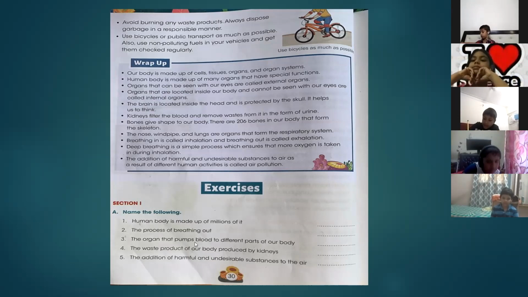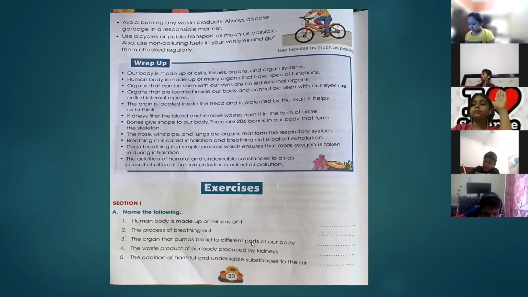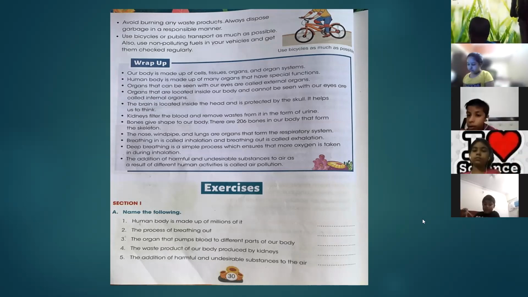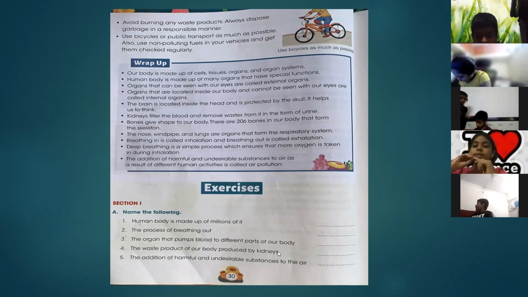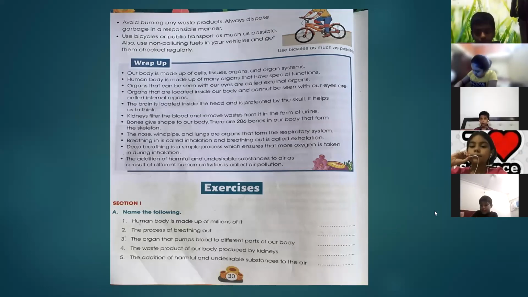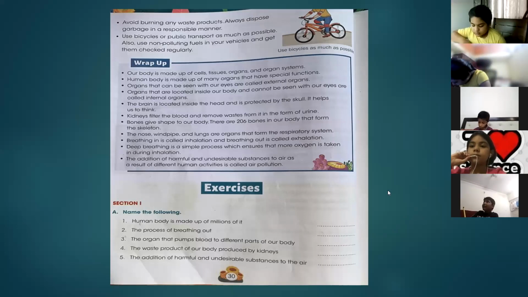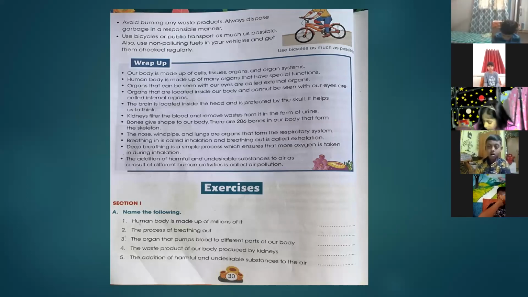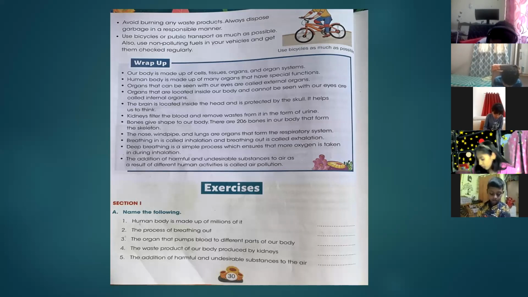Okay, the next one. The organ that pumps blood to different parts of our body. Yes, ma'am. Yes, tell me the answer. It is the heart, ma'am. Very good. It is the heart. So the spelling of heart is H-E-A-R-T. If you are writing it down, I will repeat again. H-E-A-R-T. Heart. Okay.